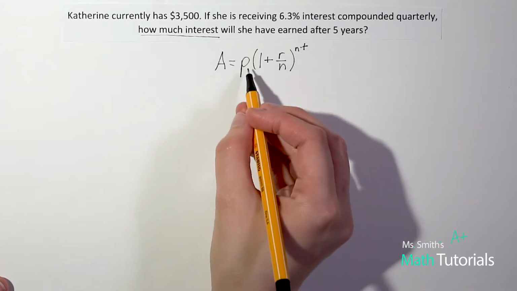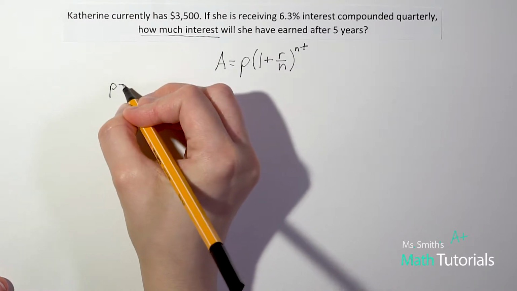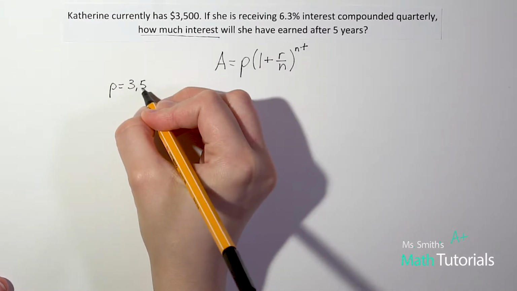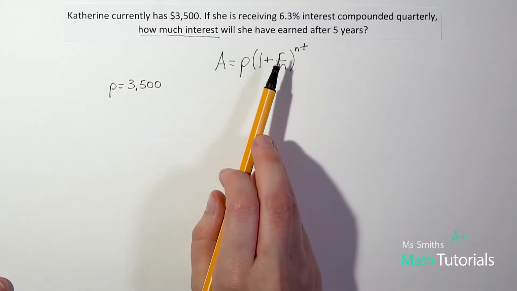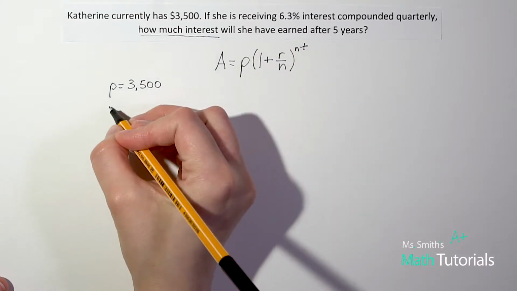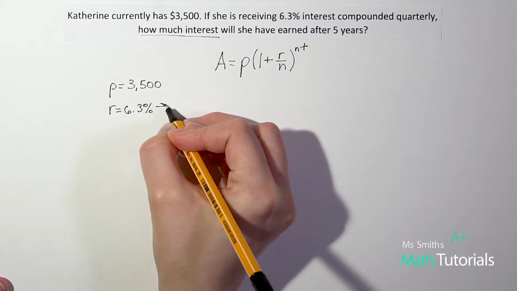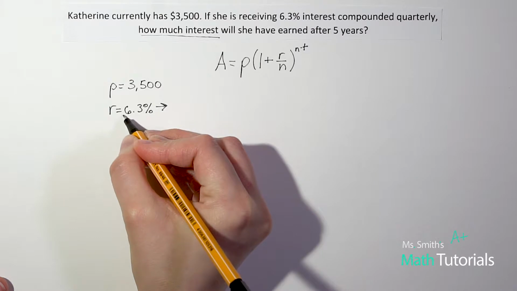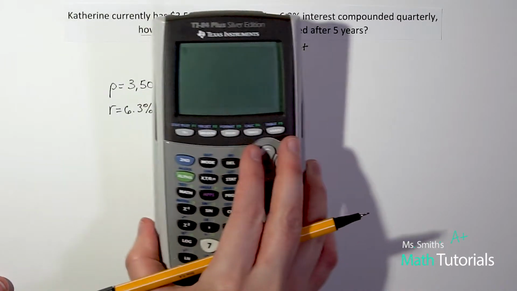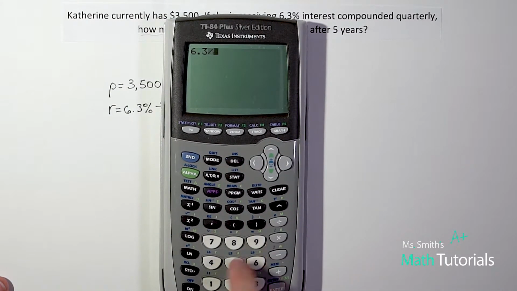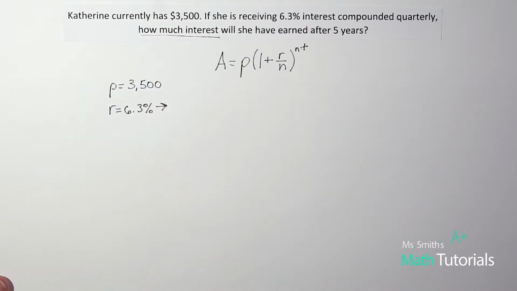Alright, so they've given us everything we need here. They told us her principal amount was $3,500. They've told us that her rate is 6.3%. So her R is 6.3%, but remember, I don't need a percent, I need a decimal. So we take 6.3 and divide it by 100, or move the decimal over 2 places. We get 0.063, whichever way works for you.